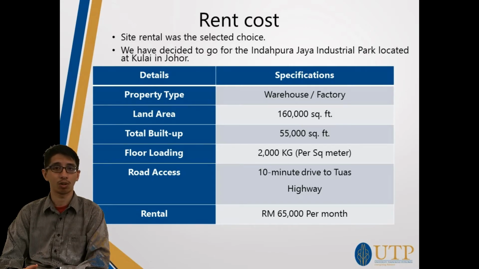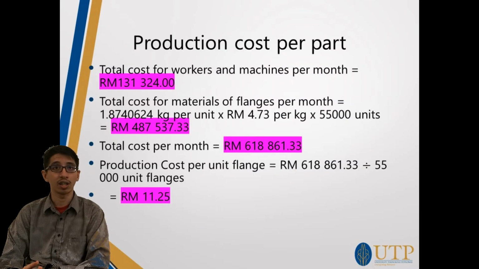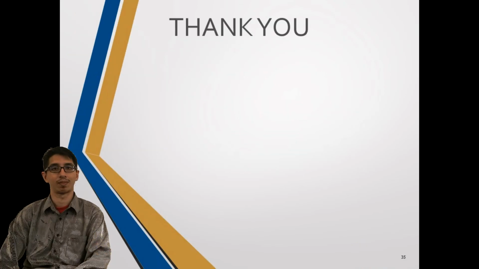This will all come to a total cost of 618,861 ringgit. To find the production cost per piece, we divide it by the total number of flanges. So 618,861 ringgit will give us a final production price per unit flange of 11 ringgit and 25 cent. Thank you very much, and that is all about our project.